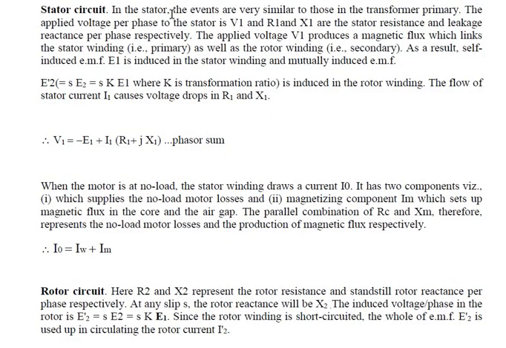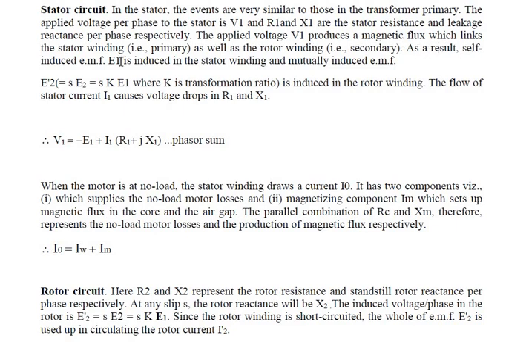So now the stator circuit. In the stator, the events are very similar to those in the transformer primary. The applied voltage per phase to the stator is called V1, and R1 and X1 are the stator resistance and the leakage reactance per phase respectively. The applied voltage V1 produces a magnetic flux which links with the stator winding, or primary, as well as the rotor winding, or secondary.